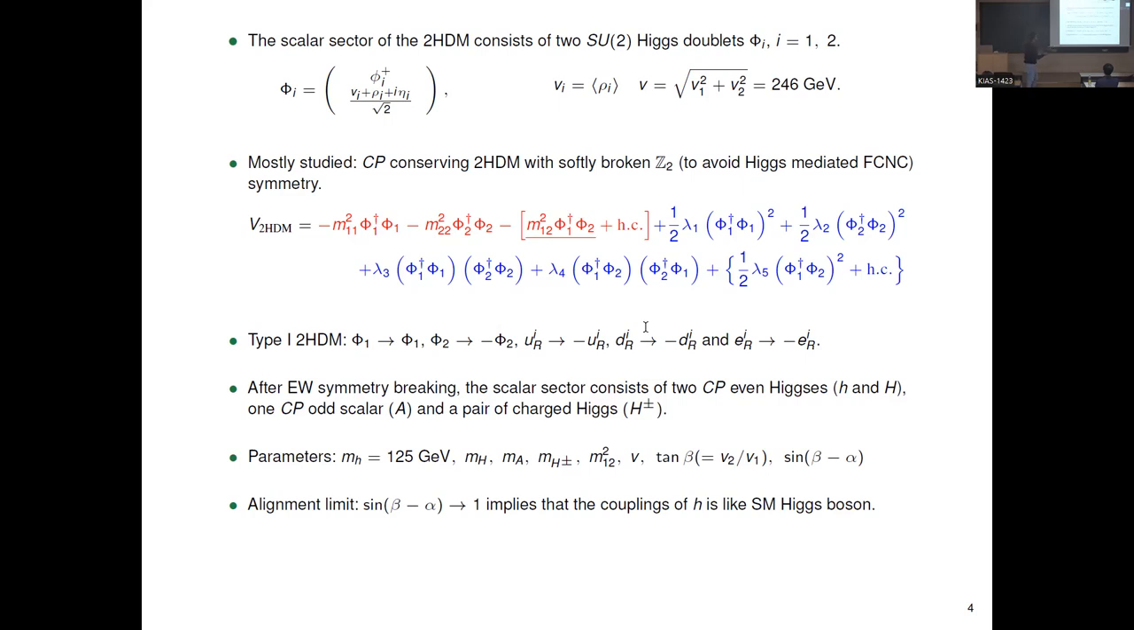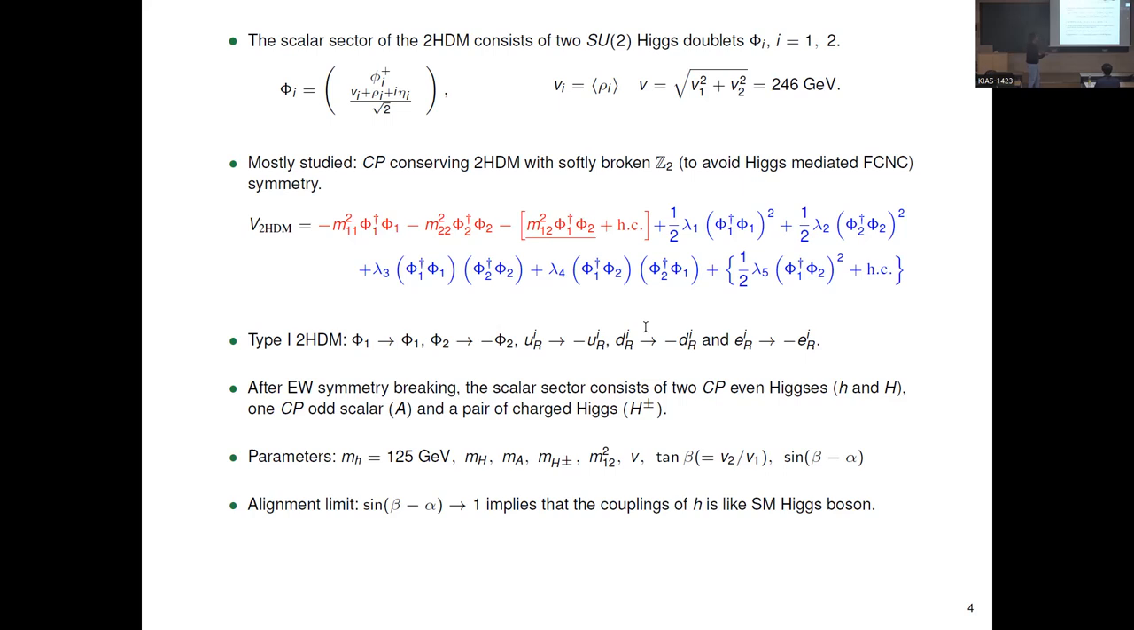So after the electroweak symmetry breaking, the scalar Higgs sector consists of two CP-even Higgses, this small h and big H, one CP-odd scalar A, and a pair of charged Higgses. Conventionally, in the standard hierarchy, we identify this small h as the observed 125 GeV Higgs boson.